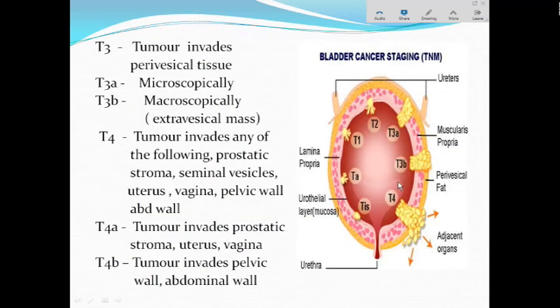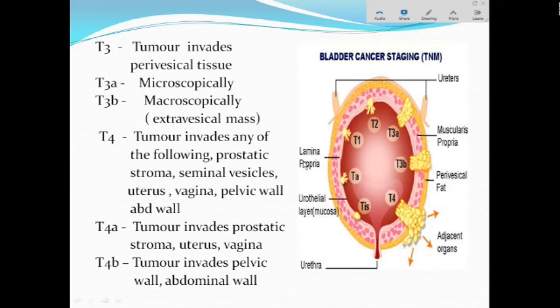Then T3 invades the perivesical tissue. Perivesical tissue is fat. See, you can see here, this is perivesical fat globules, this is muscularis propria. T3a is microscopic involvement of perivesical fat. T3b is macroscopic, visible involvement of perivesical fat. So T3a you cannot detect without doing a biopsy or resection, but T3b can be seen in imaging, CT, or a few good ultrasounds can show you this.